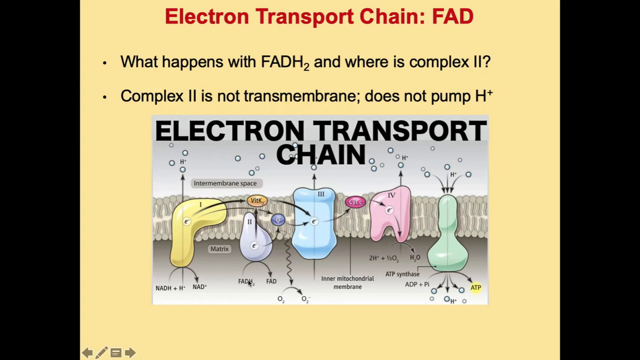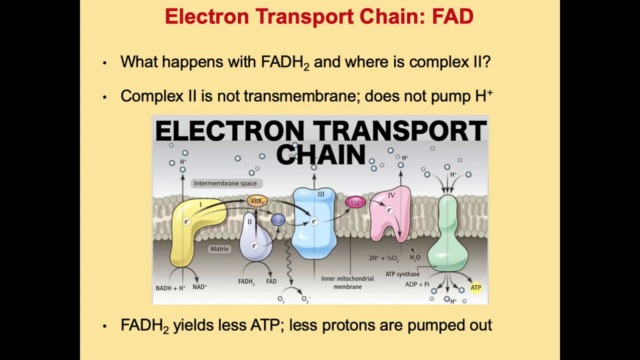Here is where FADH comes in. FADH will pass on its electrons to complex 2, and then from complex 2 these electrons are passed to ubiquinone, which then passes on to complex 3. So in essence what we're doing is bypassing complex 1. And it is for this reason that FADH2 will yield less ATP per molecule, and that's because fewer protons are pumped out. It still gives rise to ATP, but you get less bang for your money.